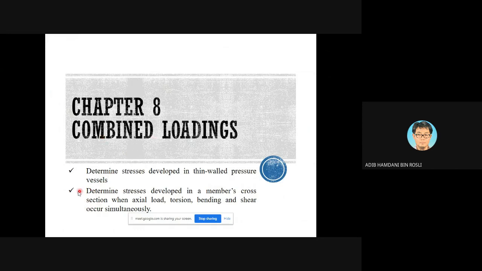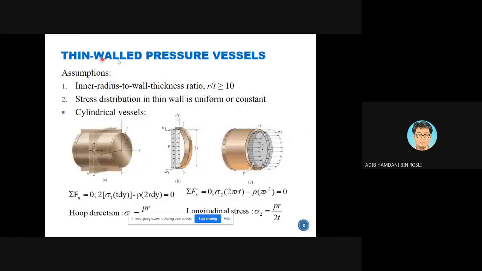And in 8.2 we will discuss the stresses developed in a member's cross section when axial load P, torsion T, bending M, and shear force V occur simultaneously. I mean, we'll combine what we learned in previous chapters, the stresses, and we'll see the effect of this combined loadings. So let's go to the first one, thin wall pressure vessels.